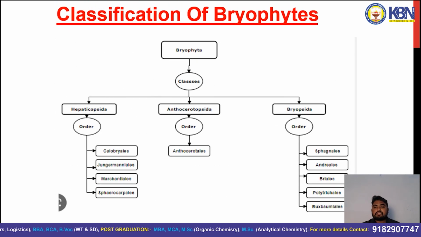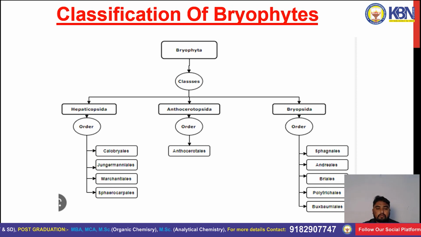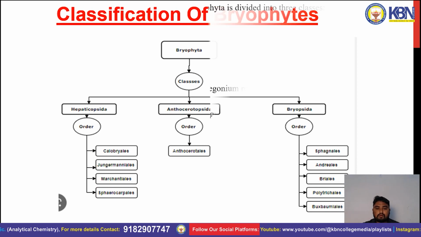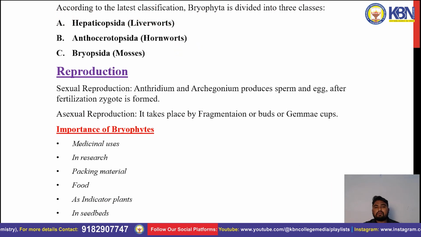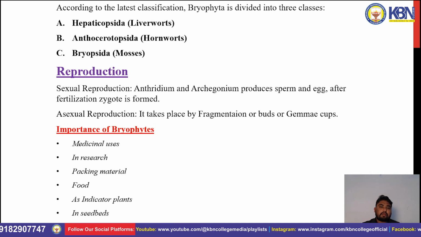Now the classification of bryophytes. Bryophyta is classified into three classes: Hepaticopsida, Anthocerotopsida and Bryopsida. According to the latest classification, Bryophyta is divided into three classes. Hepaticopsida is liverworts, Anthocerotopsida is hornworts, and Bryopsida is mosses. That is the classification of the Bryophyta.